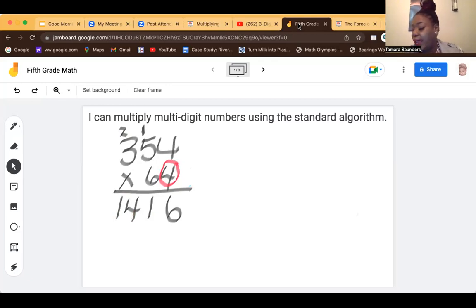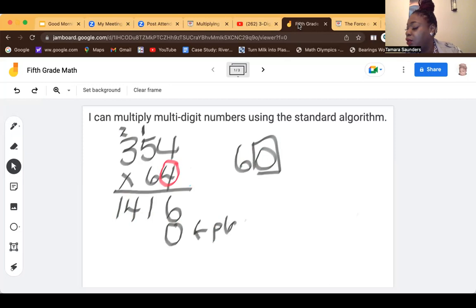Now we're going to go ahead and we are going to take the 0 from 60. So don't forget, 4 is in the ones place, 6 is in the tens place, so that 6 represents 60. I'm taking the 0 from 60, so I'll put it on the side so you can see that 60, I'm taking that 0 and I'm putting it at the beginning. Remember, that's going to be called our placeholder. All right, that's going to keep us from making an error. It's just holding a place.